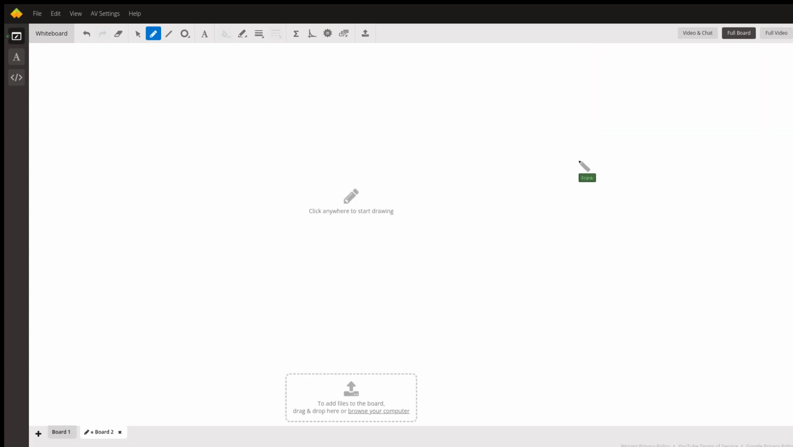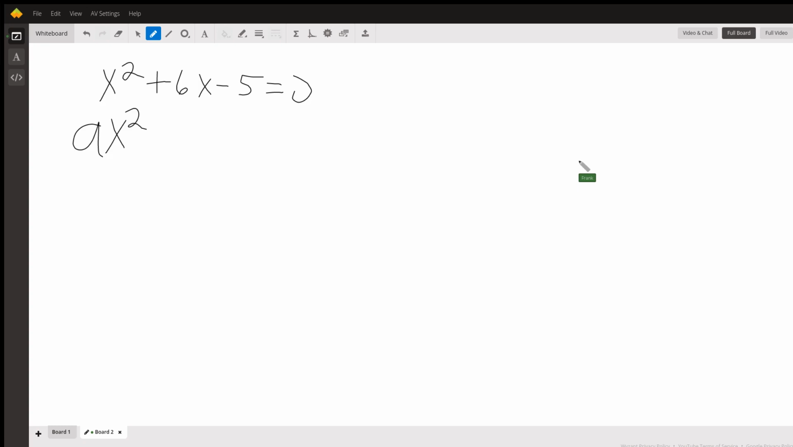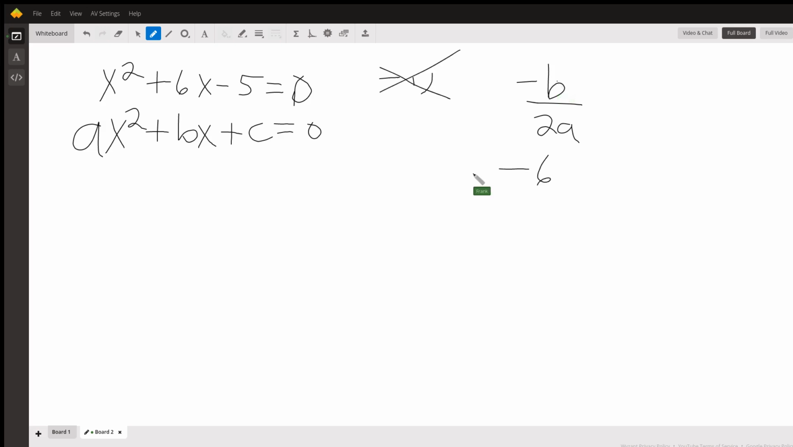Well, for the vertex, I'm going to take that equation, x squared plus 6x minus 5 equals 0. And remember, this is ax squared plus bx plus c equals 0. And the x-coordinate of the vertex is negative b over 2a. Well, if b is 6, it's negative 6, and a is 1, over 2 times 1 is 2, is negative 3. And then to get the y-coordinate, I'll plug that negative 3 back into the equation.